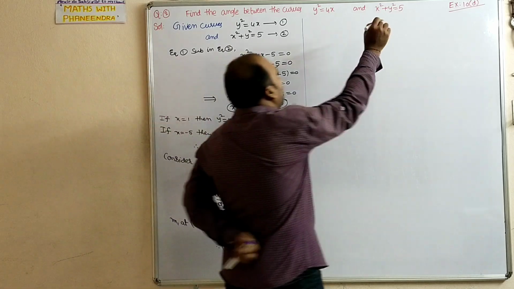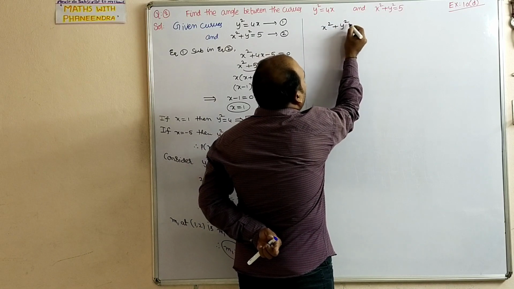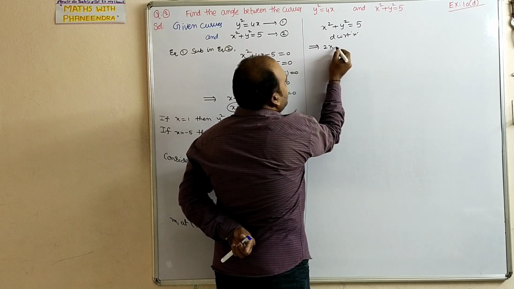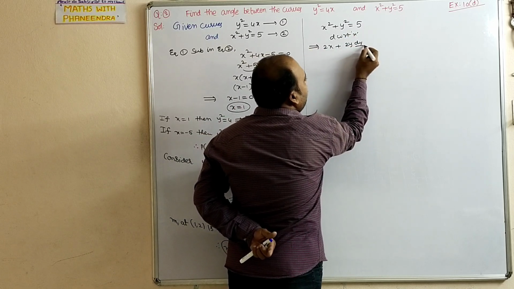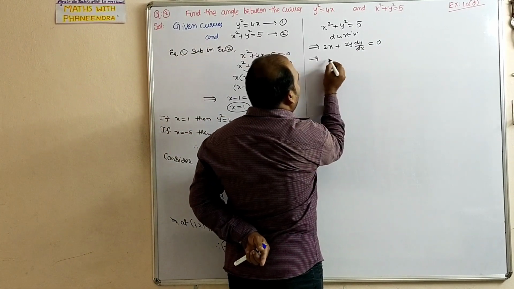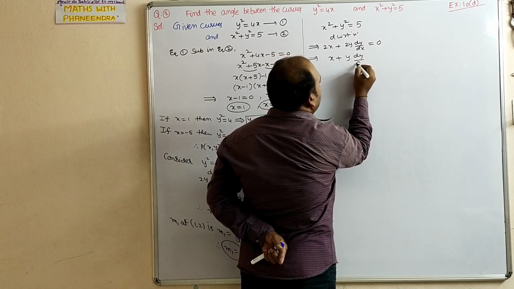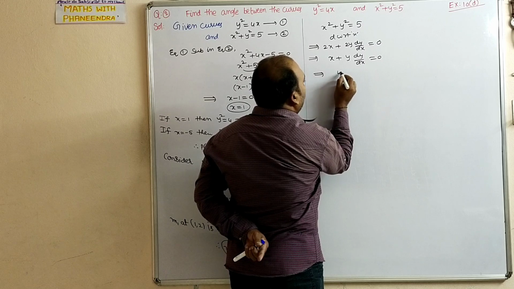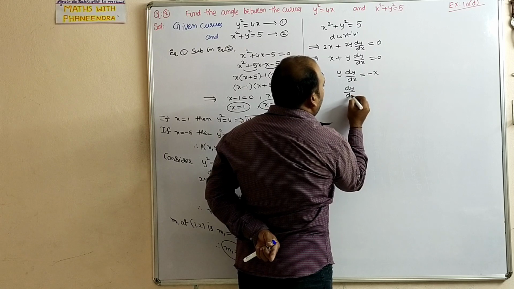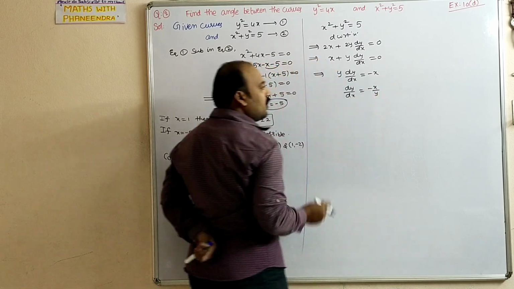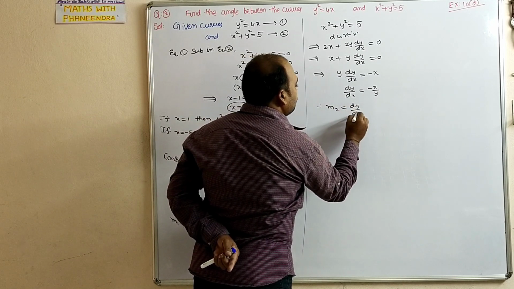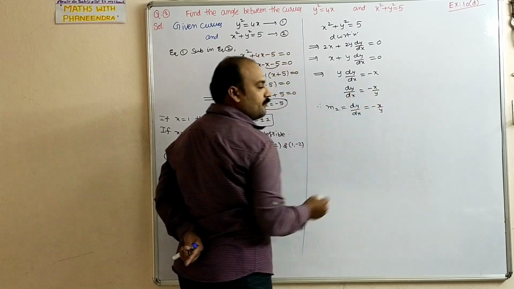Now similarly, the second curve. What is the second curve? X square plus y square equal to 5. Differentiate with respect to x. So x square derivative is 2x plus y square derivative is 2y into dy by dx, which is equal to constant derivative 0. Now, 2 to take common, we can take that side. So it will become x plus y dy by dx equal to 0. That implies that y into dy by dx is equal to minus x. Therefore, dy by dx equal to minus x by y. This is the second curve slope. We can write it as m2 equal to dy by dx, which is equal to minus x by y.